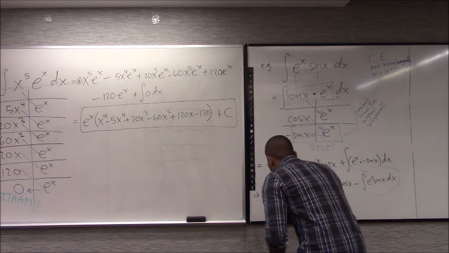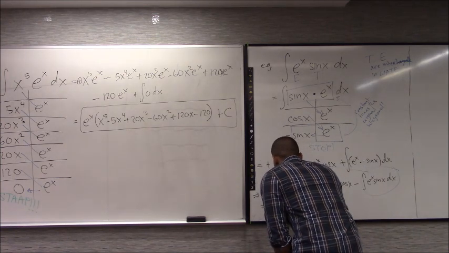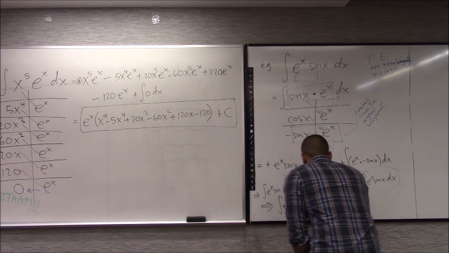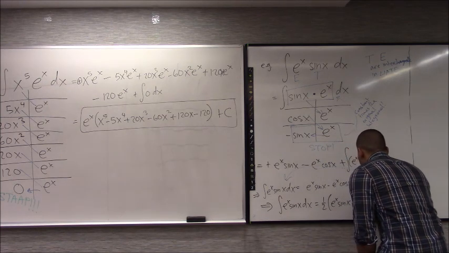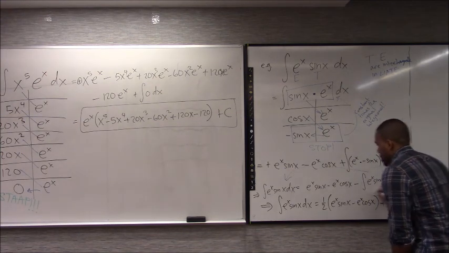Right, so we do that same thing at the end, but we know when to stop. And so we get the integral of e to the x sine x is 1/2 times e to the x sine x minus e to the x cosine x. That's a constant.